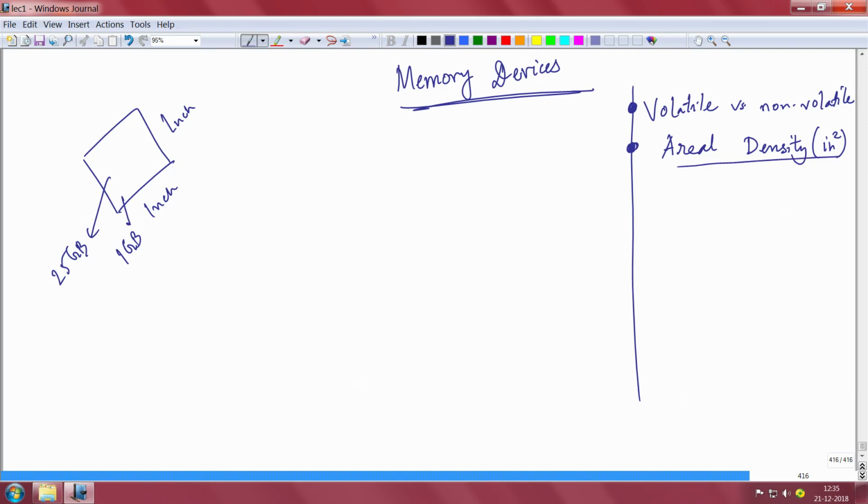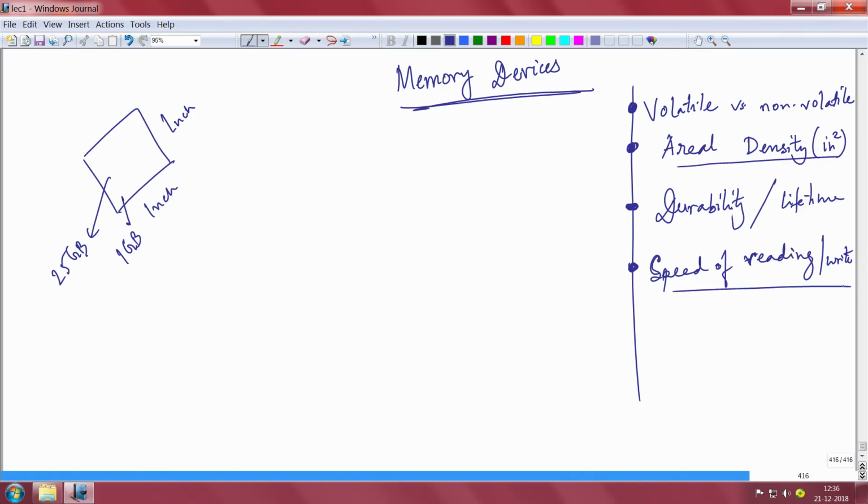You want a very high areal density so that in a very small size you are able to store a very large amount of information. That's called areal density. One of the important parameters, of course, is durability and lifetime: how long the device will work, how robust it is in a way. Another very important thing is the speed of reading and writing. You have to read from the memory, you have to write to the memory, right. When you store information on the memory, it is writing, and when you retrieve it, it's called reading. With what speed can you do it? It cannot be that you wait for many hours to copy a single file. That doesn't happen. So the speed is very important.